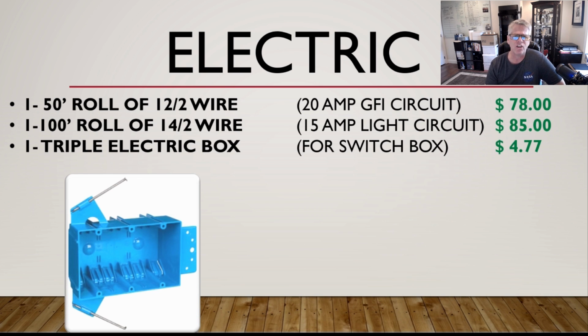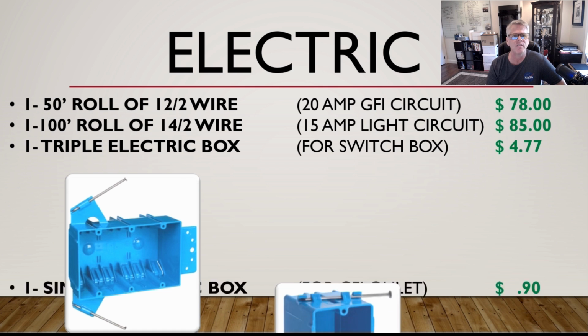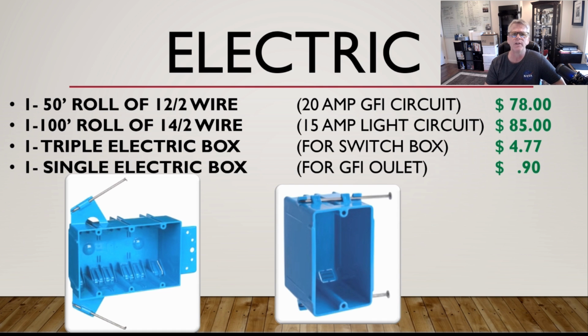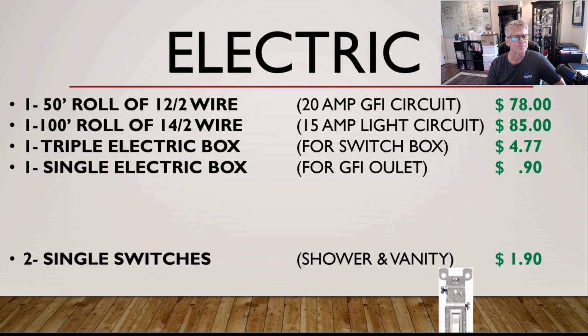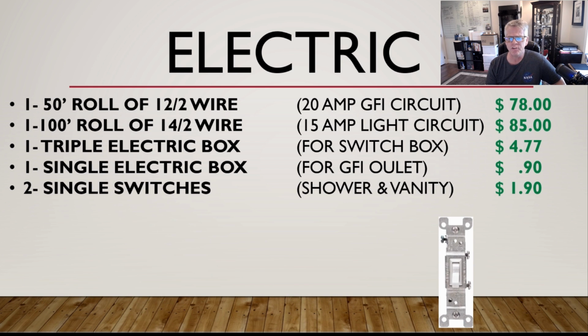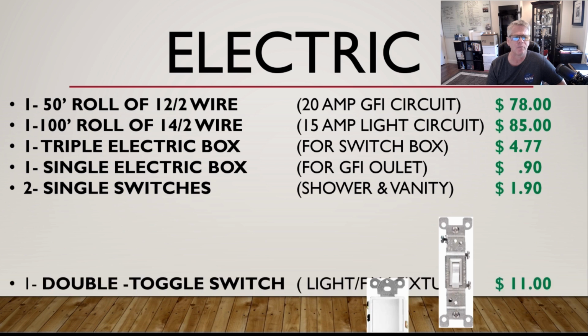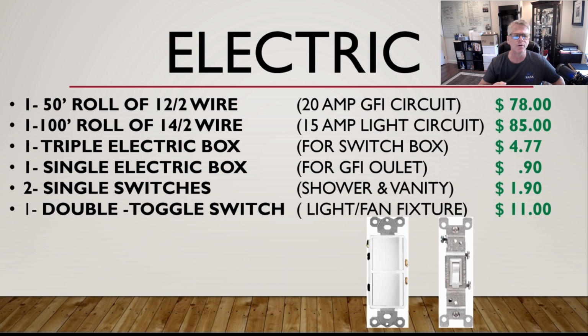Now your boxes, I use 1 triple nail-on blue box, regular old nail-on box, for my switch box, $4.77, and 1 single blue nail-on box for my GFI outlet at 90 cents. Then you'll need 2 single switches for your shower and your vanity lights. And then you'll need an over-under double toggle switch, which they sell at Home Depot.